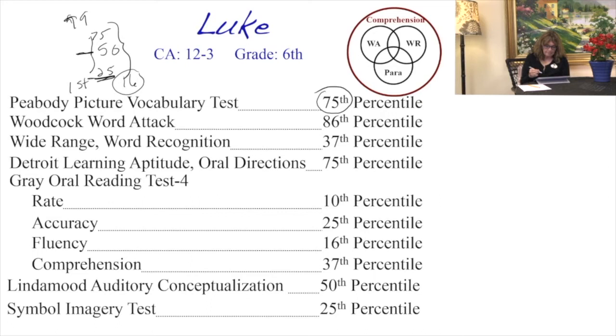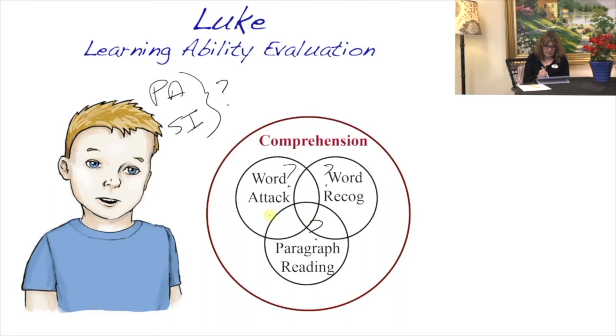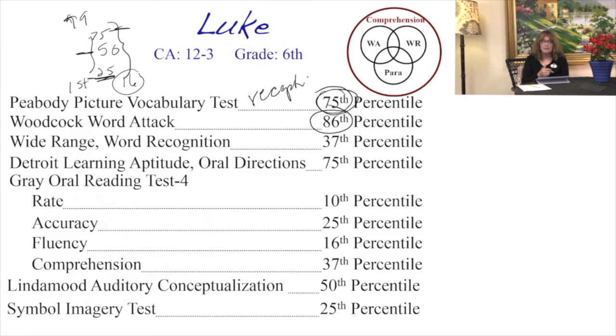So if you look at the Peabody Picture Vocabulary Test, which is a receptive vocabulary test, and you look at the percentile, you can see that Luke's scoring at the 75th percentile, and therefore he should be reading and spelling and comprehending at that level. You look at his word attack test, his ability to sound out words, let's go back here for a second, that's at the 86th percentile. So we know that his phonological awareness and phonological processing has been developed with the years that he has had a phonologically based reading program.